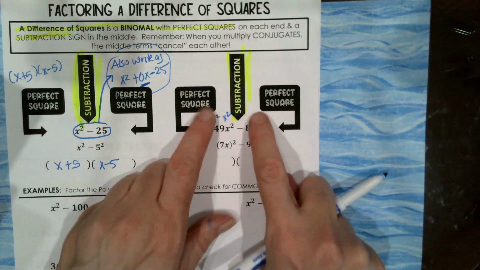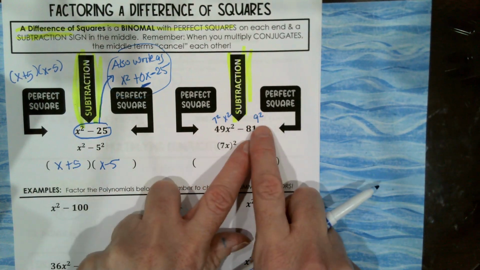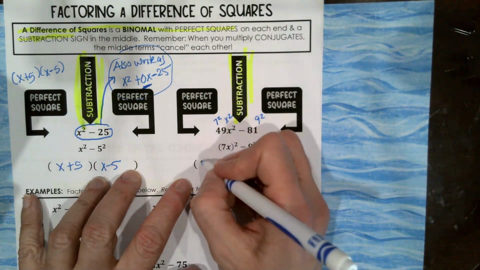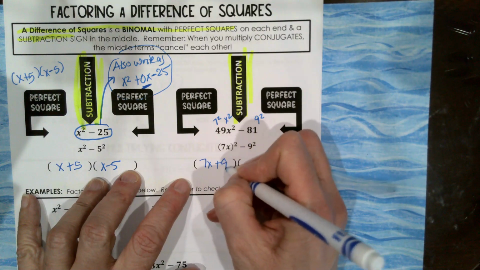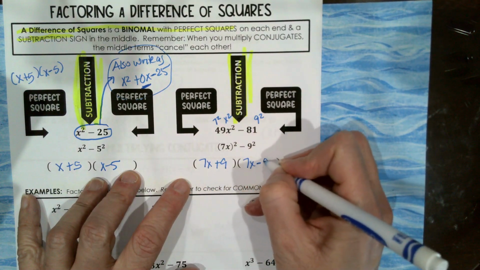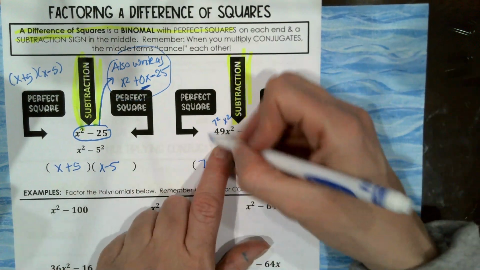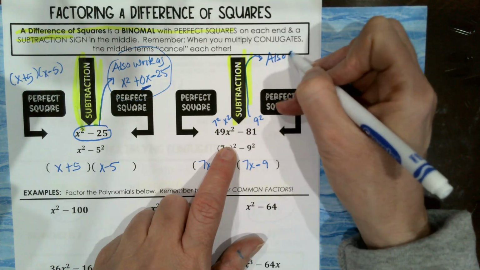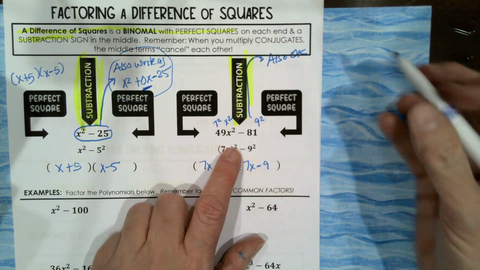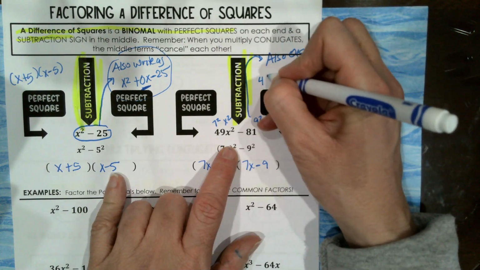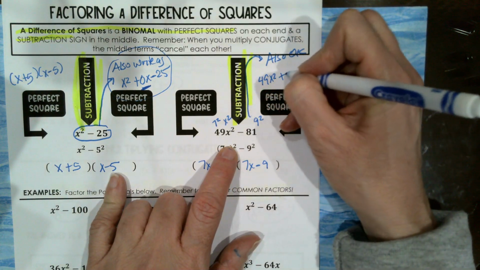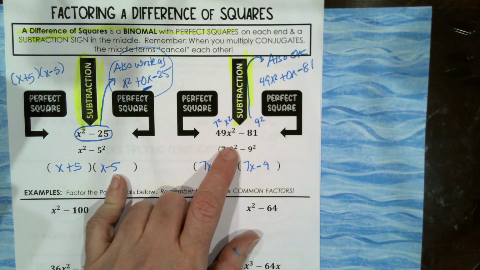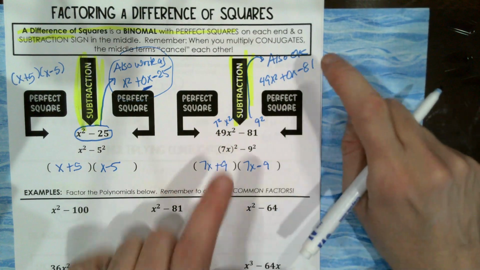All right, so I break it down. Where did this term come from? Where did this term come from? And I can go ahead and put each of those in. So it's going to be 7x plus 9, 7x minus 9. And once again, if you're confused, we could go ahead and put a 0 placeholder in if that makes more sense. 49x squared plus 0x minus 81. Now, here's where this gets to be difficult, okay?